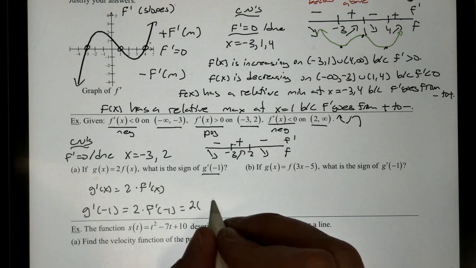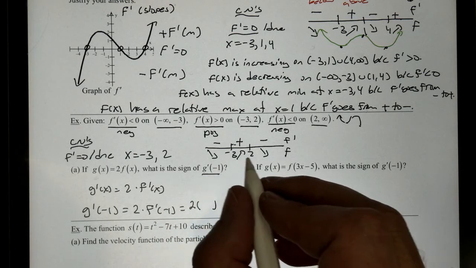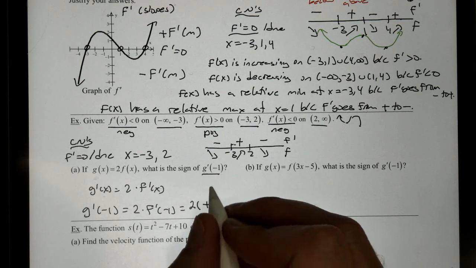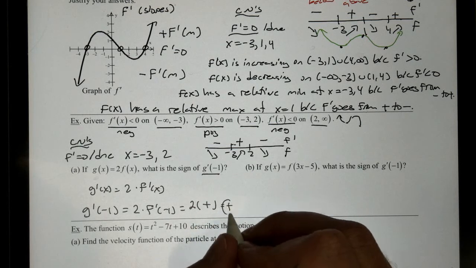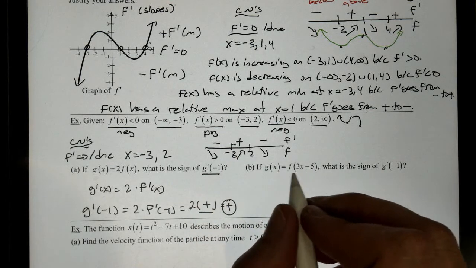Well, where's negative 1 located? Negative 1 is between negative 3 and 2, and that's going to be positive. It's going to be greater than 0. So therefore, this is going to be positive. I only want the sign. That's positive there.